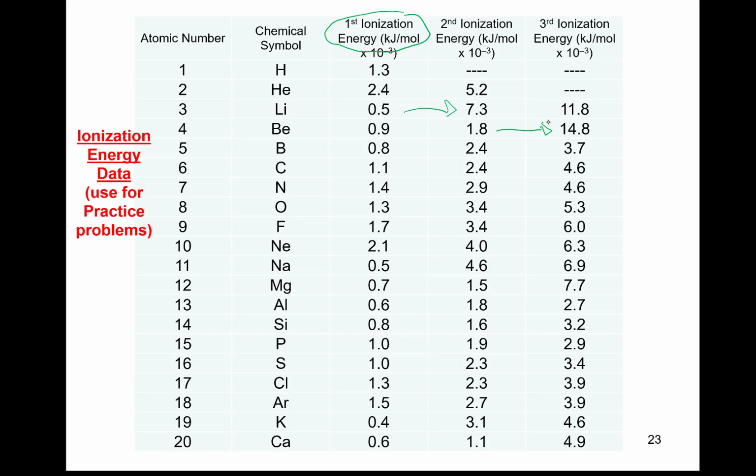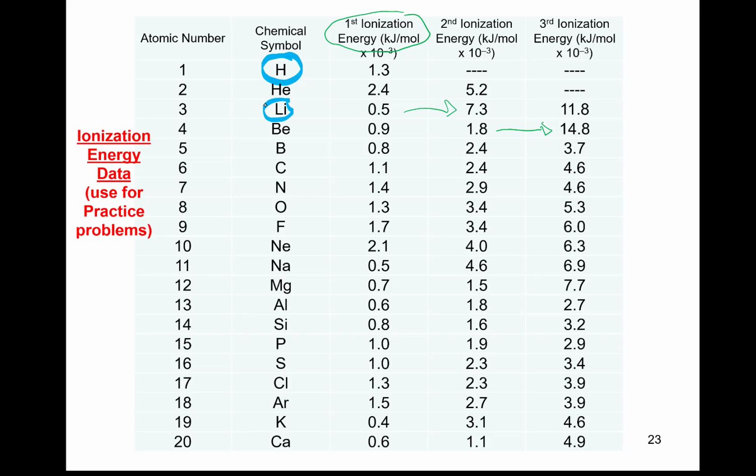Same is true for boron. Boron wants to lose 3 electrons. It's in group 13. So it requires a little bit of energy to remove the first one, 0.8, a little bit more energy to remove the second one, 2.4, and then 3.7 for the third one. So you'll see that trend as you go across the period. If we go down a group, let's compare. Hydrogen is in group 1.